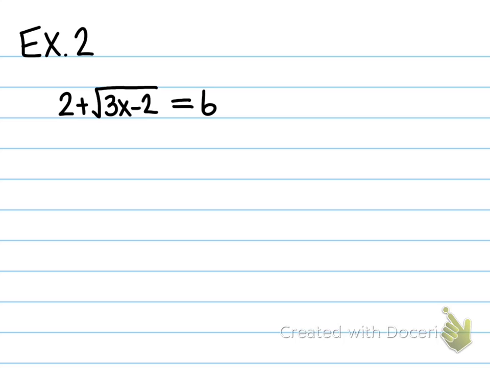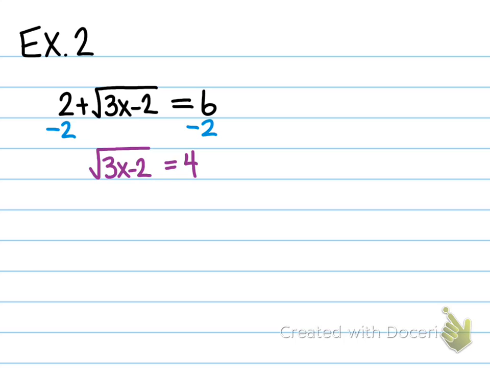Okay, example 2. I have 2 plus the square root of 3x minus 2 equals 6. Like I said at the beginning, we need to isolate the radical, or whatever is being raised to the rational exponent. So I'm going to first subtract 2 on both sides. That leaves me with the square root of 3x minus 2 equals 4.